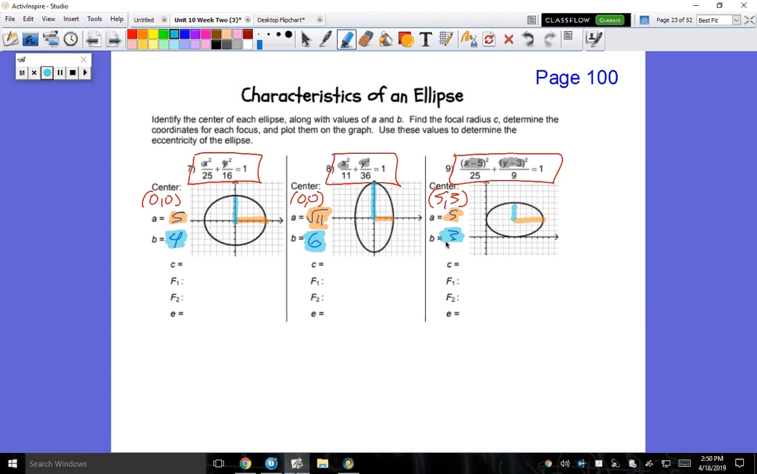Yes? So the A and B's are always positive? The A and B's are, yes, they're always going to be positive. Nice, because you're going to square those pieces, so it's going to be positive anyway.